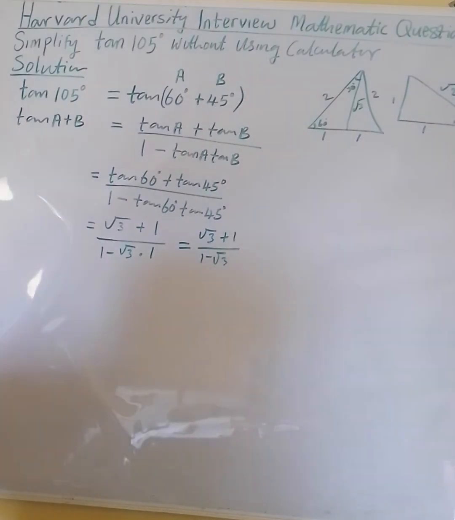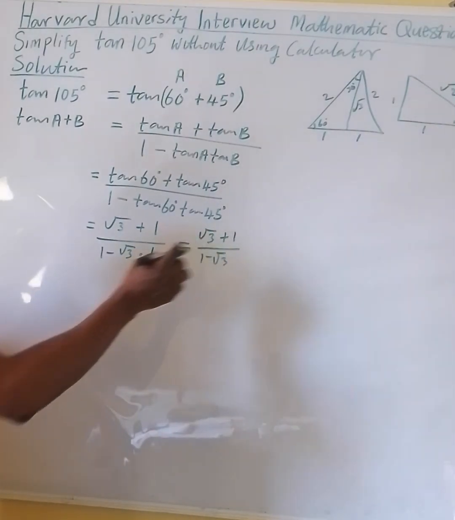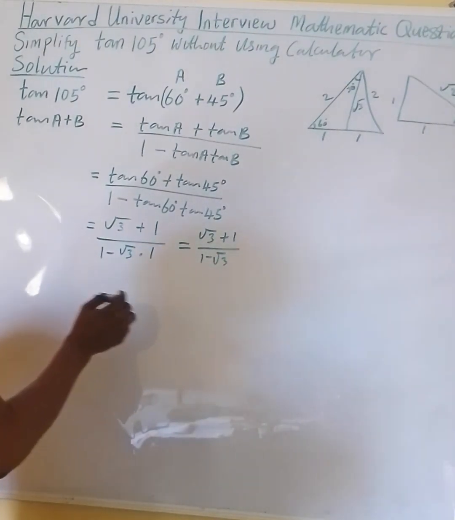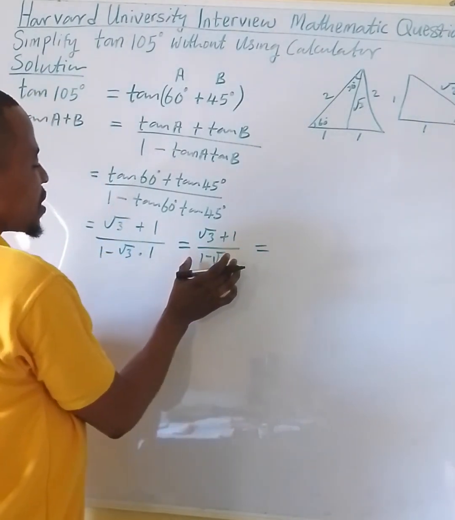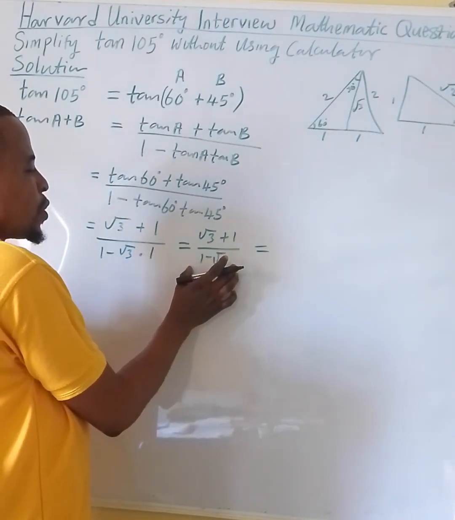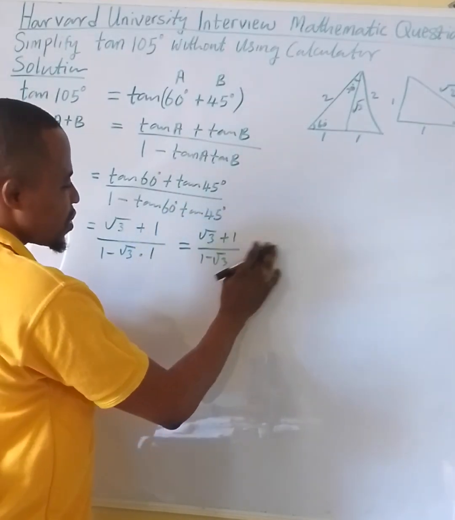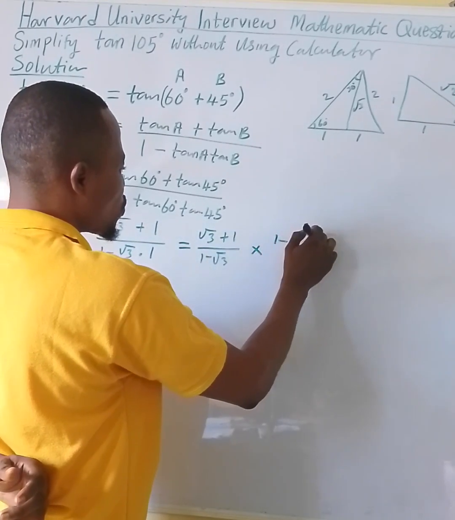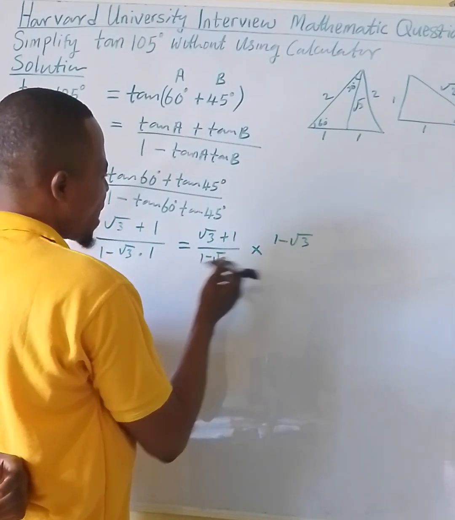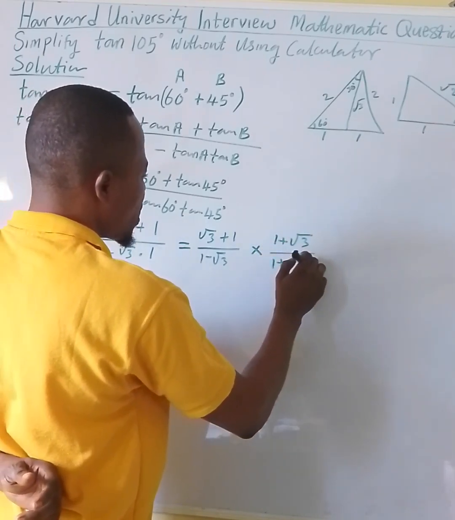So as we now have it like that, the next thing we are going to do is to find what we call the conjugate. To find that conjugate, whatever we have as the denominator, you multiply it by everything. So don't use equals to; it will now be times 1 minus root 3. Are we together? So this minus will turn to plus, over 1 plus root 3.